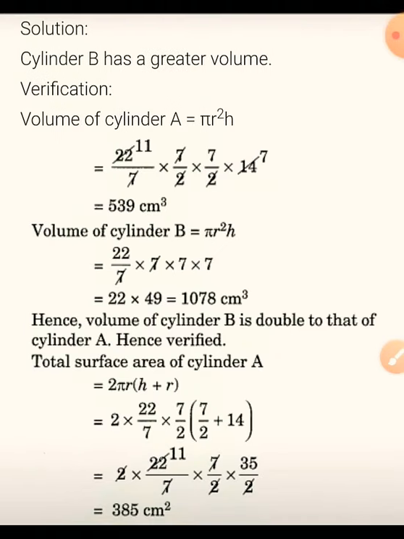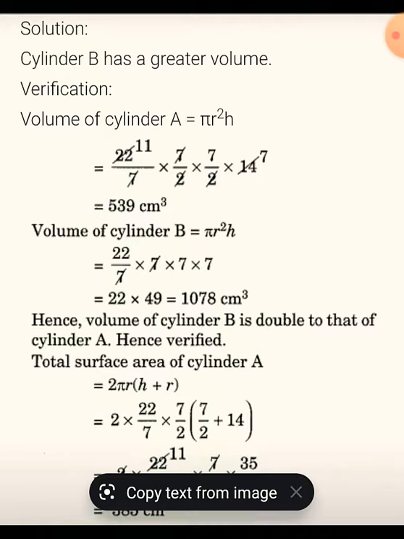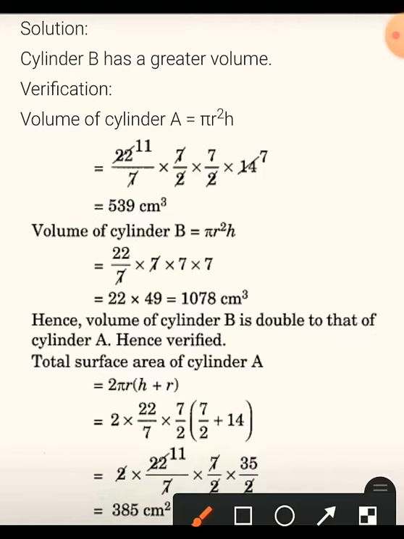Now we will see it with calculation. Moving ahead with the solution part, first we will find out the volume of both and then we have to compare. Cylinder B has a greater volume, this was the guess which I made. Now let us verify whether the answer is right or not. We will find the exact volume of both, and then decide whether our answer is correct.